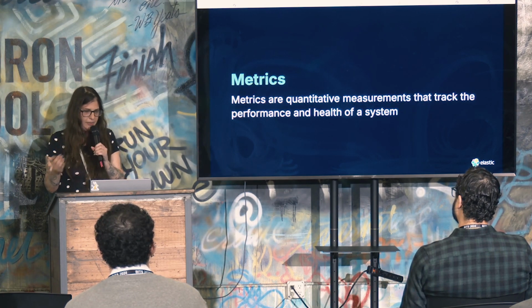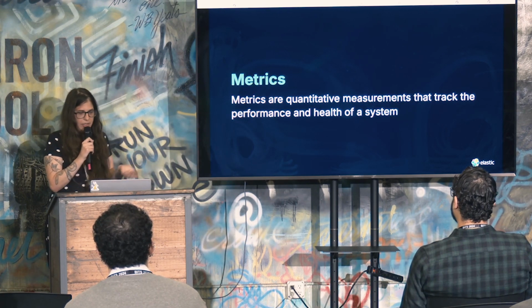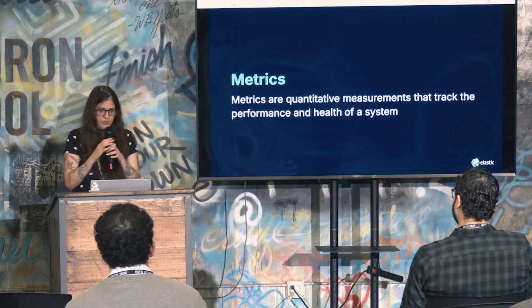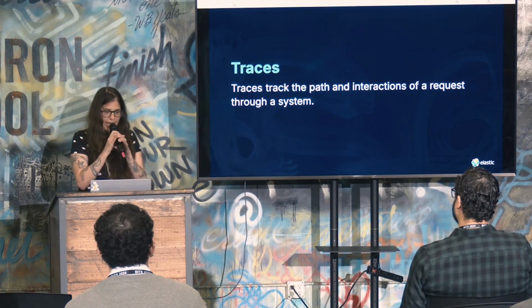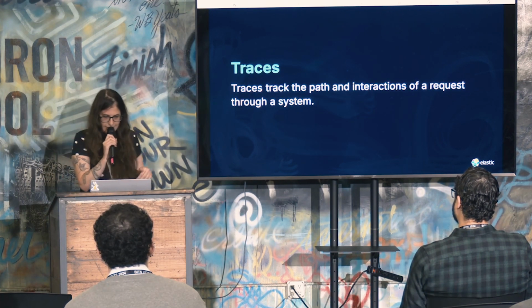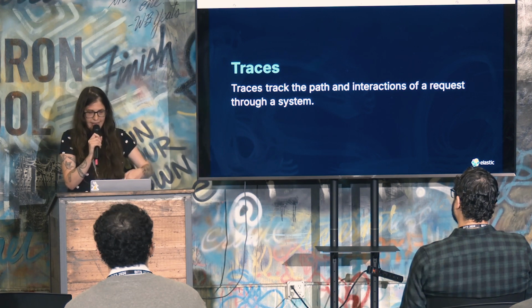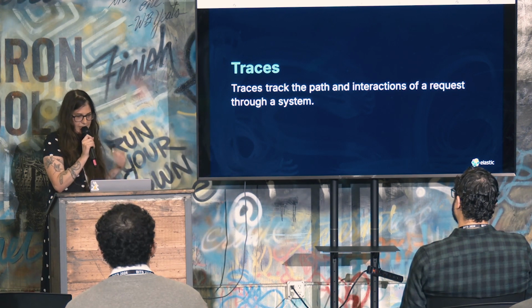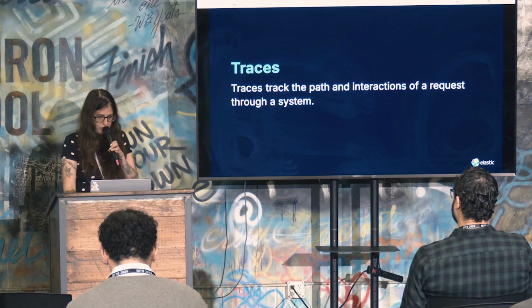Metrics are numbers and aggregations. They are a quantitative measurement that tracks the performance and health of a system. And then also, traces. Traces track the path and interactions of a request through a system.